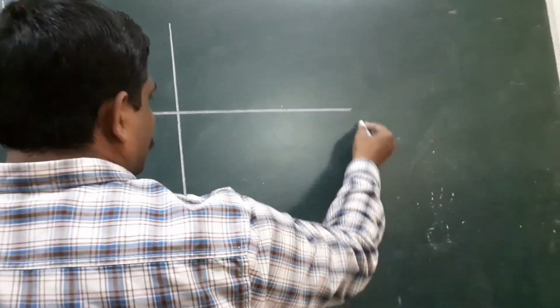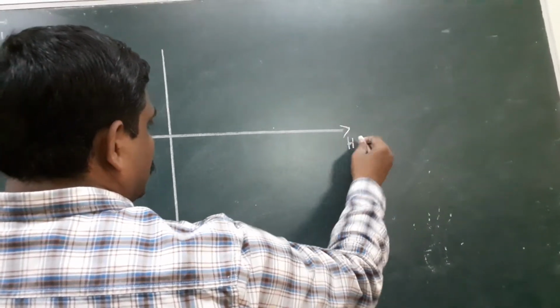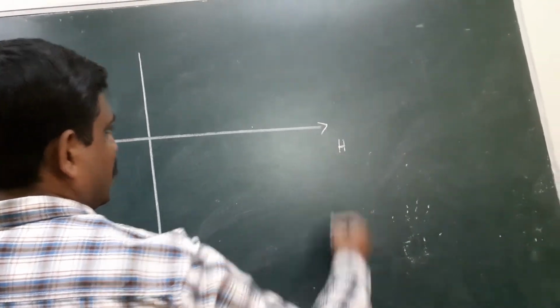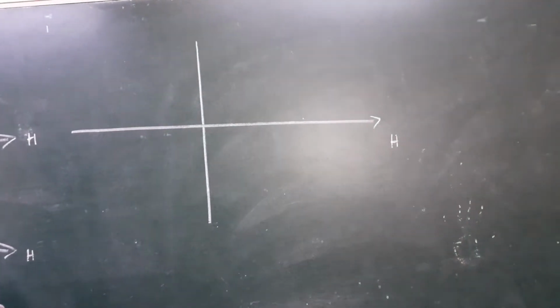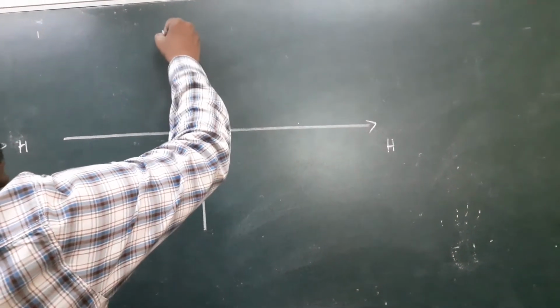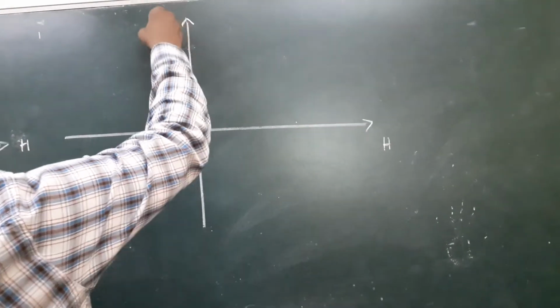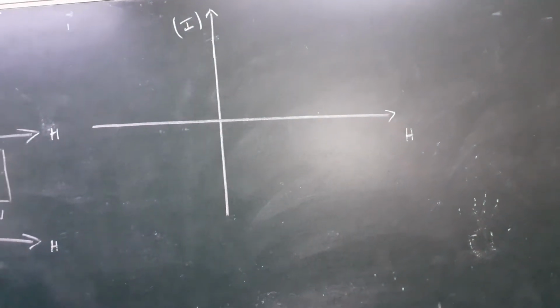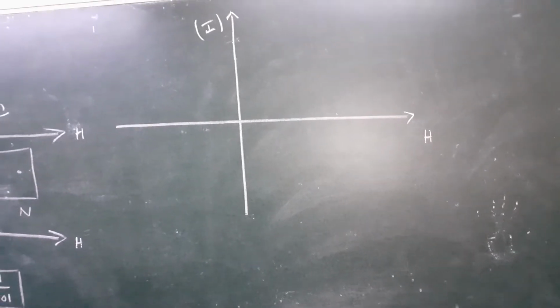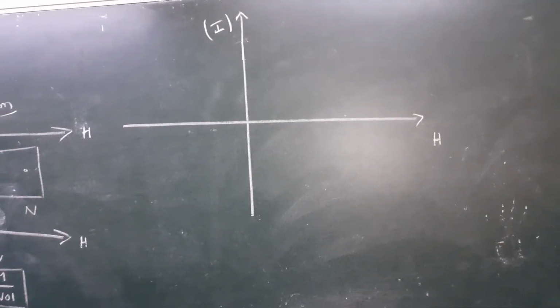I can explain by using a graph, nana. This is the hysteresis graph. Look here. H can be taken as the x-axis. H means magnetizing force. Here I is the intensity of magnetization. H is taken as the x-axis and I is taken as the y-axis.